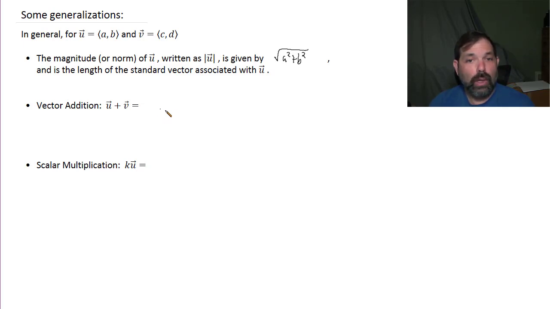Vector addition. The u vector plus the v vector is the standard vector a plus c, b plus d. We add the components respectively. Scalar multiplication. If we take a standard vector and multiply it by a scalar, we multiply the components respectively.